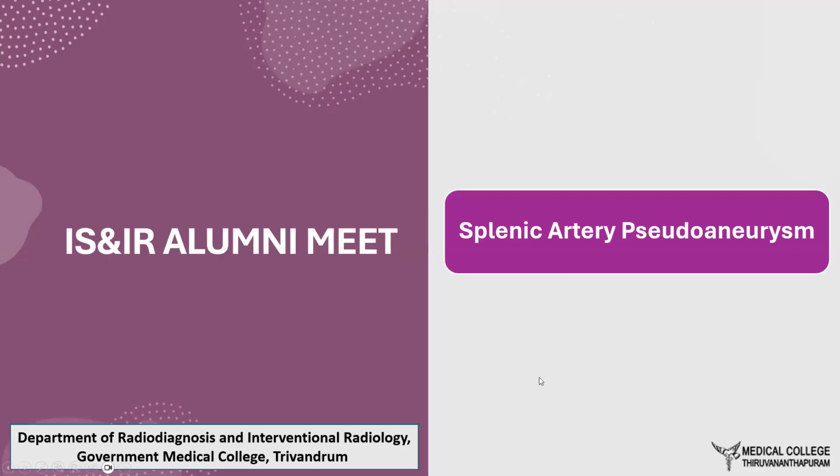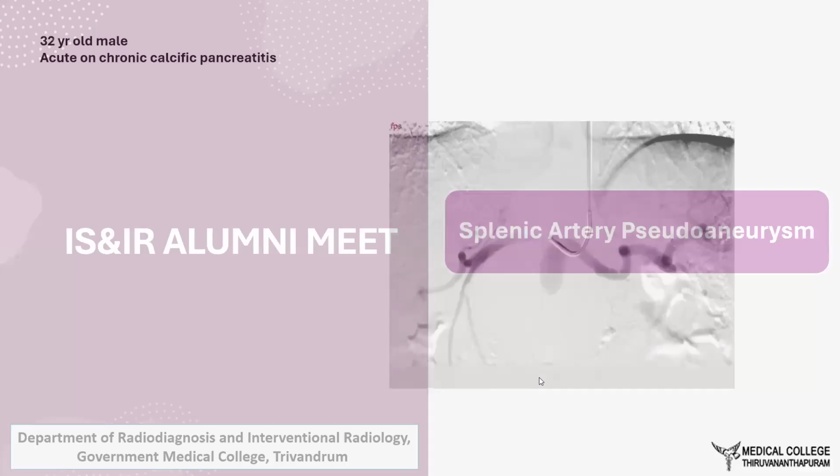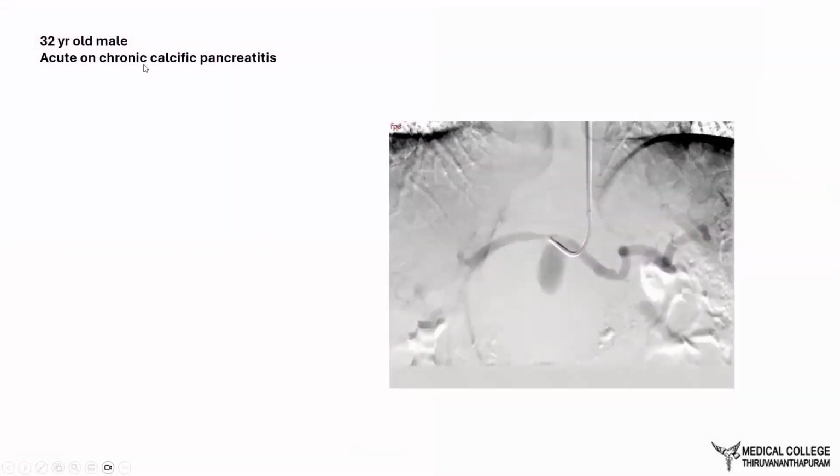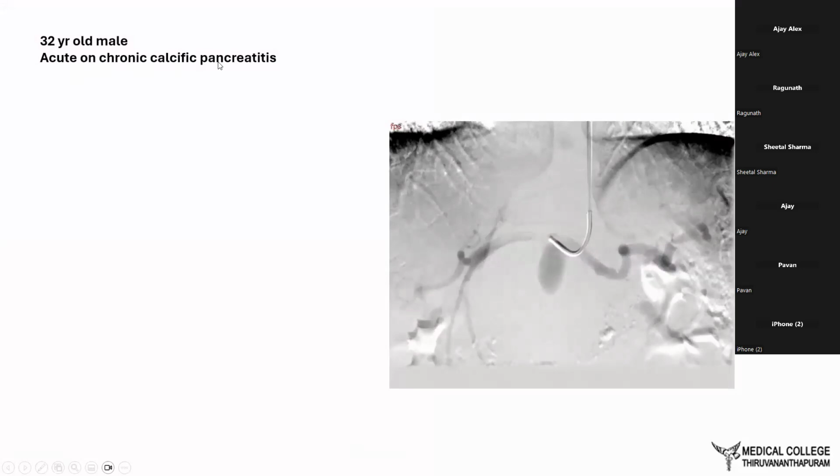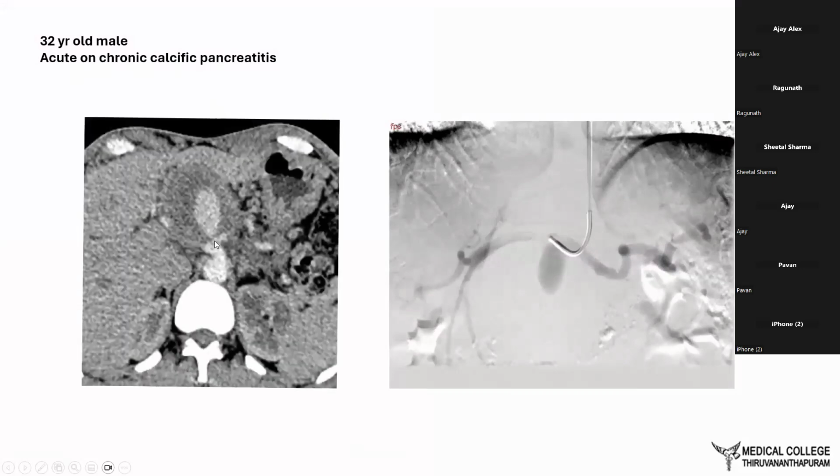Next, I'll quickly run you through a case of a splenic artery pseudoaneurysm. This was a 32-year-old male who had an acute on chronic calcific pancreatitis. CT showed a pseudoaneurysm from a tricky location. So this was a proximal splenic artery right at the trifurcation of the celiac trunk. So this was the angio appearance. This was the aneurysm, the splenic artery, hepatic artery.